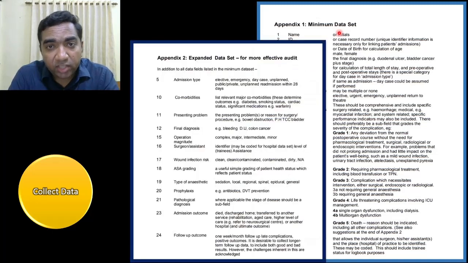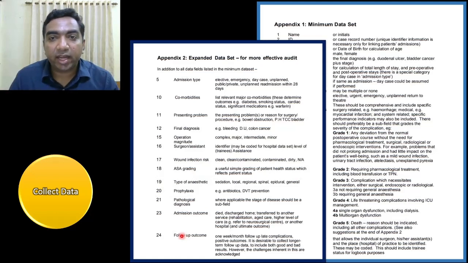We can have an expanded set for that, like admission types, whether there was comorbidity, what the presenting problems were, what the final diagnosis was, what the ASA grading was, what the wound infection was, type of anesthetics, admission outcome, follow-up outcome. These are the expanded data for a more effective audit. But for that, the data entry system should be proper to collect that data.